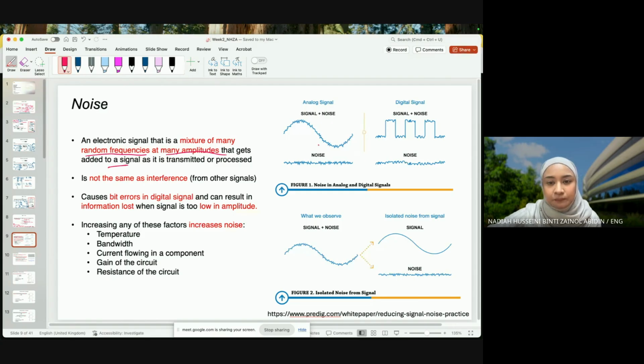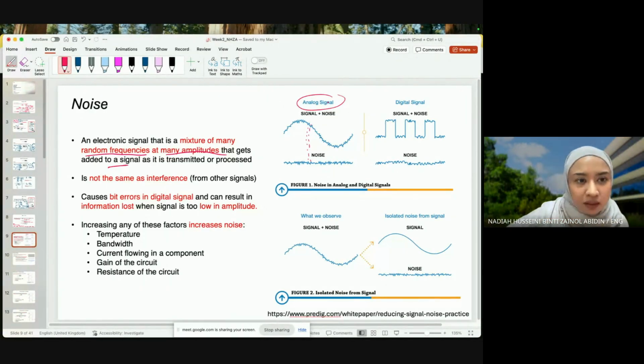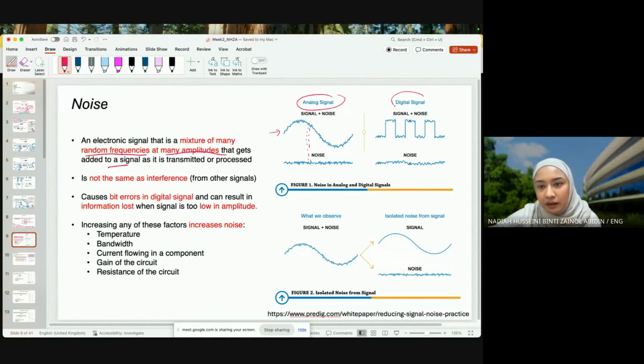Okay, so let's see. So this is an analog signal. We have signal plus noise, and this was the noise. Okay, this was the noise. You can see that at certain points, you can actually see the peak from the noise is present in the peak of this guy. We also have signal and noise in digital signal. So digital signal is not safe from noise.